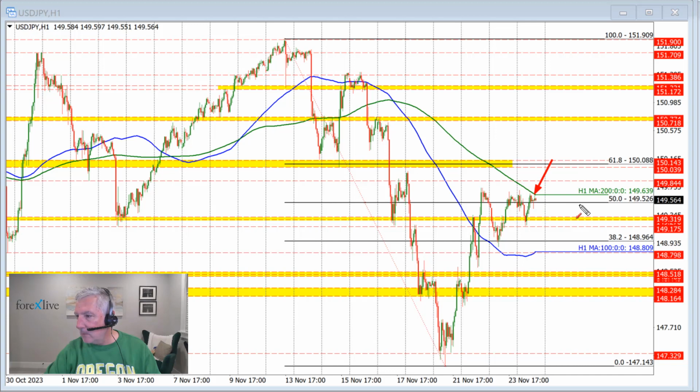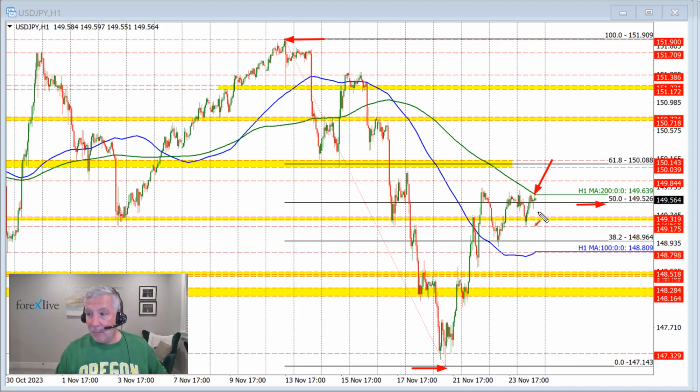Also, we have the 50% retracement of the move down from this high right here. That's the high for the year down to the low price that we saw here on Tuesday's trade. 50% comes in at 149.52. So very narrow 52 to 63 range here as the buyers and sellers battle it out.